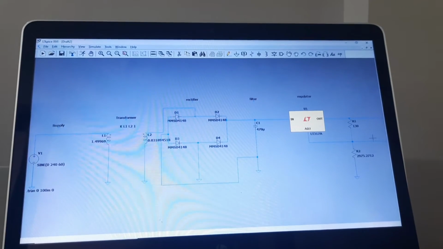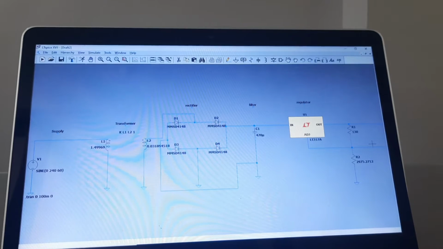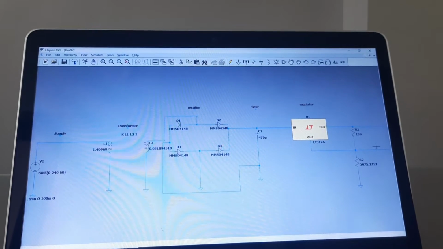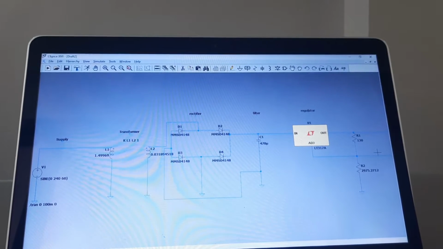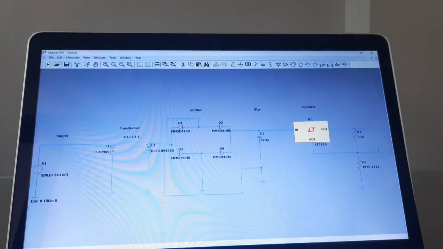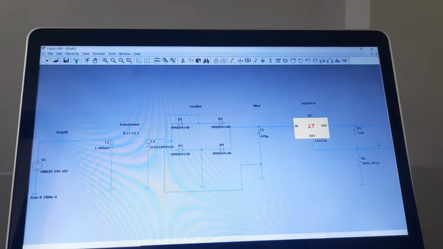So, good day, sir. For this video, I am going to discuss my simulated power supply. For this simulated power supply, there are five components required. First is the AC supply, then the transformer, the full bridge rectifier, the filter, and the regulator.